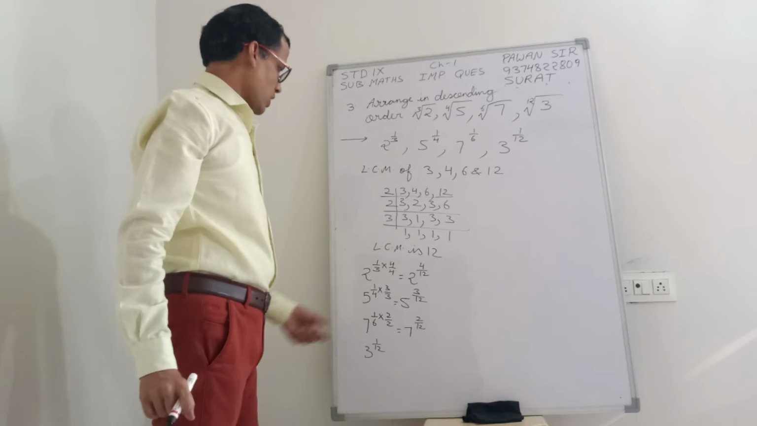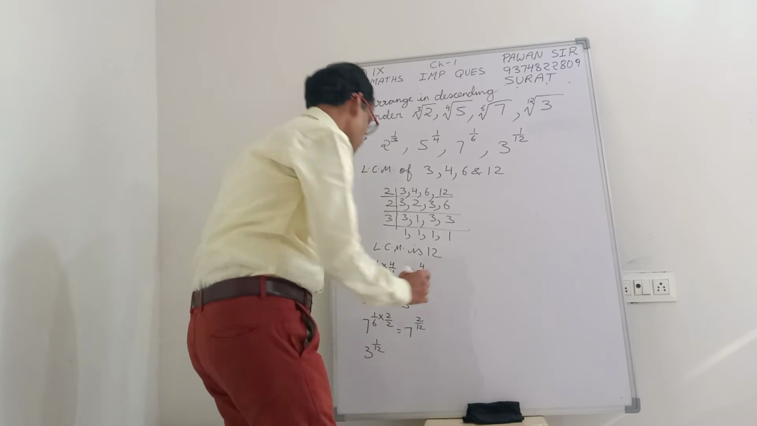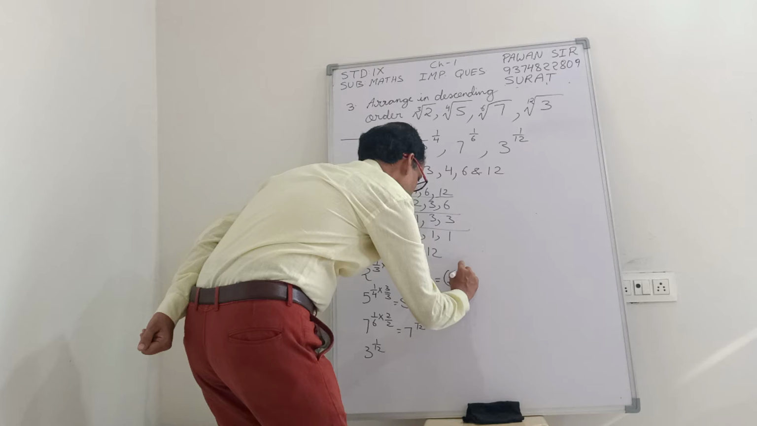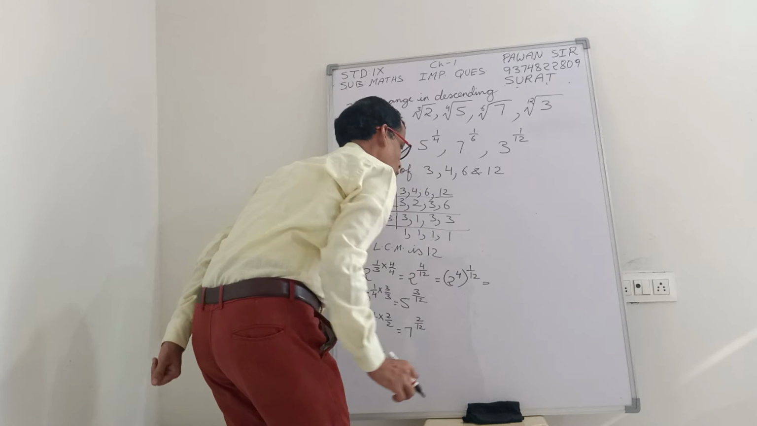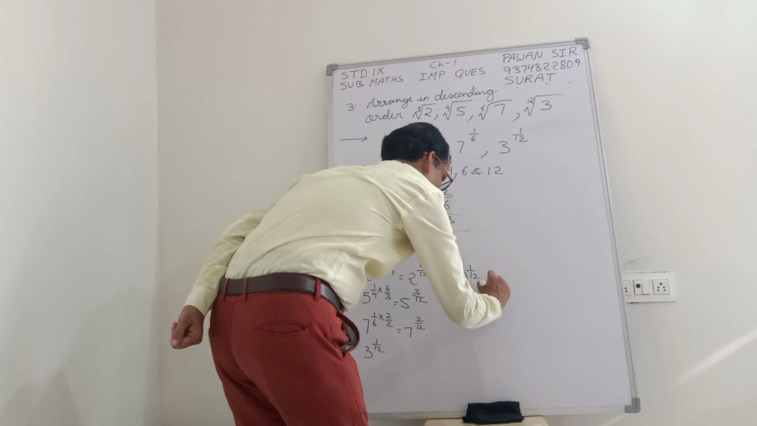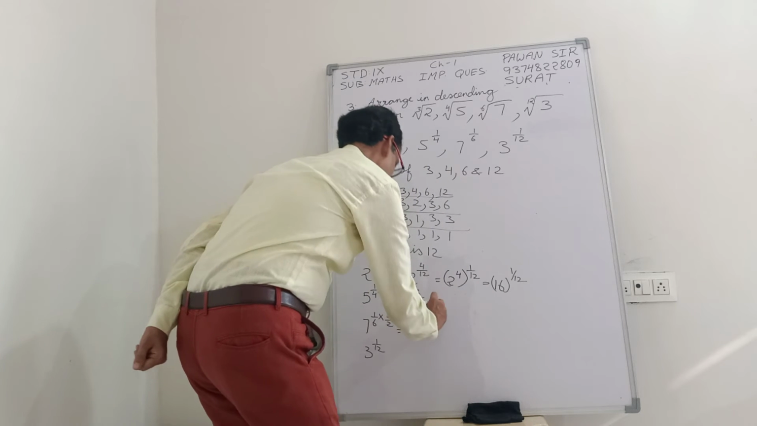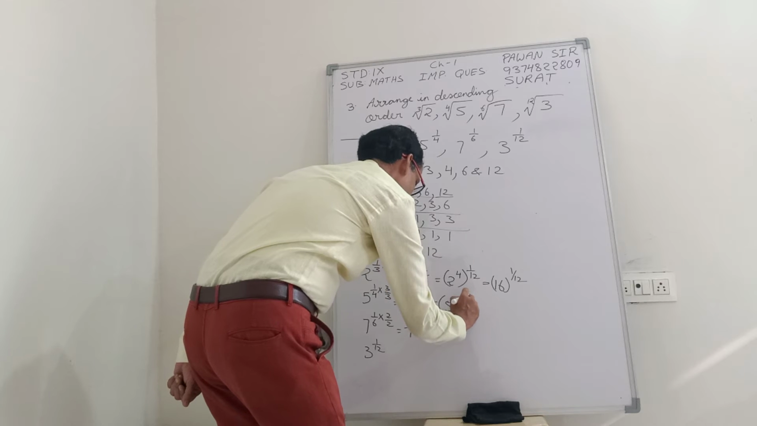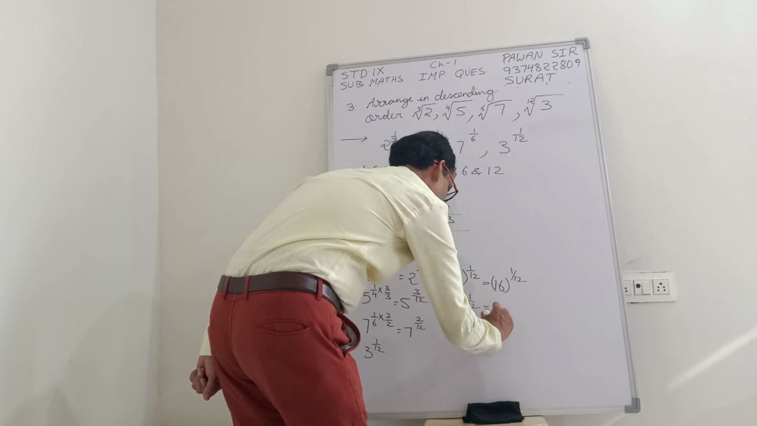Okay. Now see, the denominator is 12 in each and every number. So this becomes 2 power 4, power 1 by 12. And as you know, 2 power 4 is 16. So this becomes 16 power 1 by 12. Again here, this becomes 5 power 3, power 1 by 12. So 5 power 3 is 125.